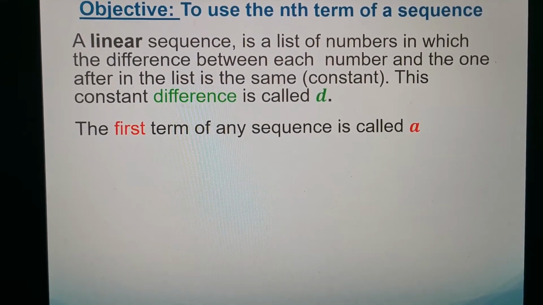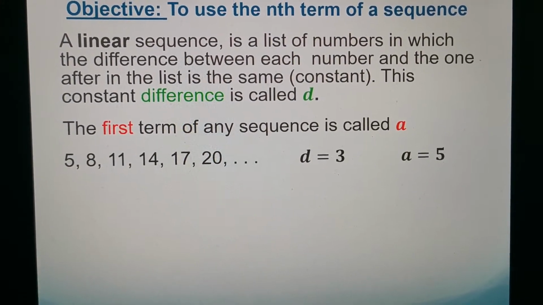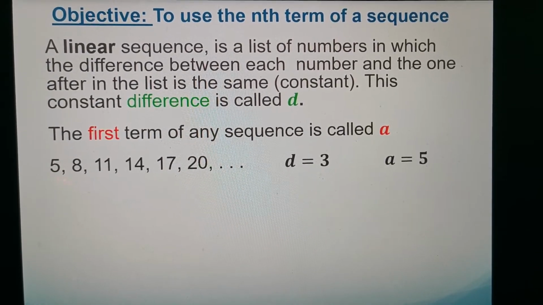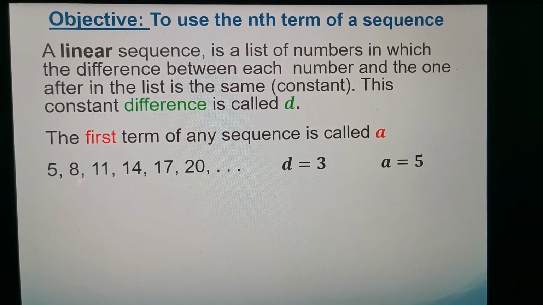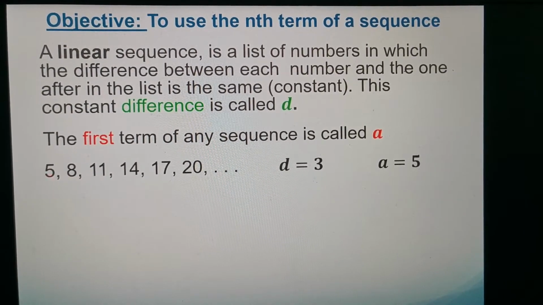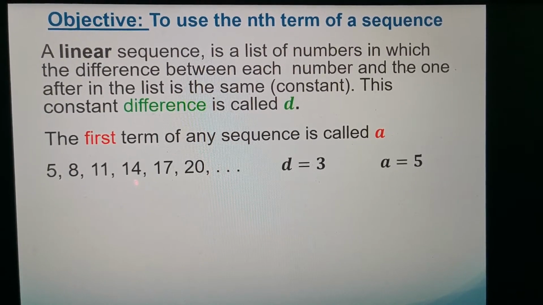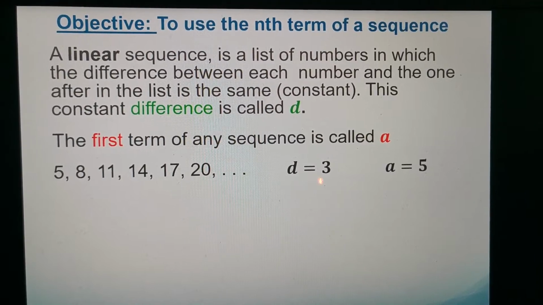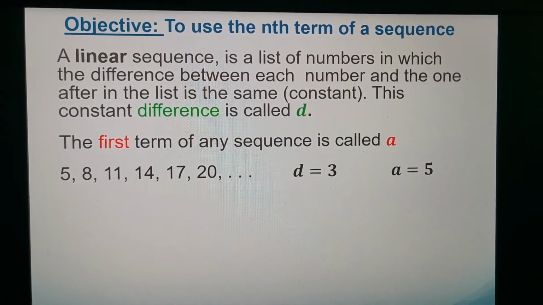The first term of any sequence is called A. For example, in this sequence, the first term here is 5, so A is 5, and the constant difference between the first term and the second and the third, and so on, is 3. 5 plus 3 is 8, 8 plus 3 is 11, 11 plus 3 is 14, and so on. So D, which is the constant difference, is 3. A, which is the first term, is 5.